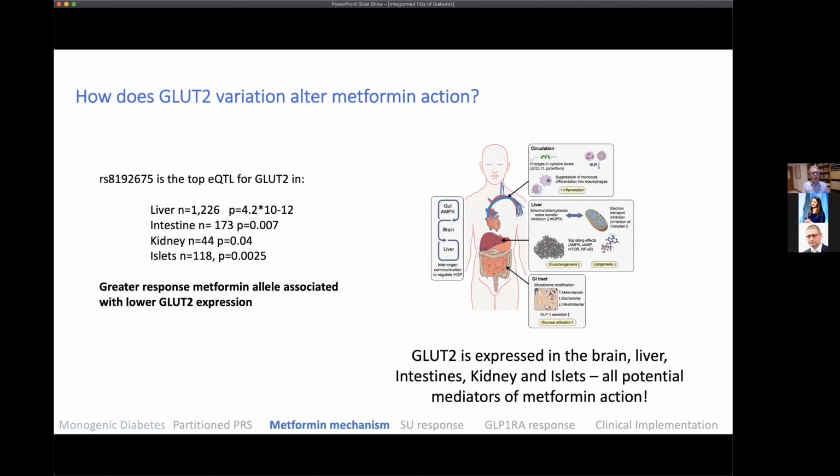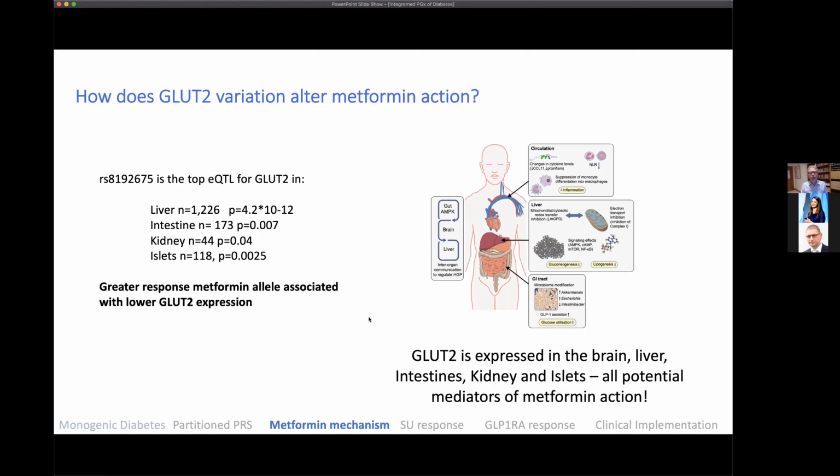But what does this tell us about mechanism? The long and the short of this is we still don't know, but it's intriguing what it tells us. And I'll just briefly tell you a bit about this. So our SNP is an expression QTL. So it alters the expression of GLUT2 everywhere we look. So we can look in the liver, intestine, kidney, and islets, and it alters expression in all of those. And the people who respond better to metformin have lower GLUT2 expression.